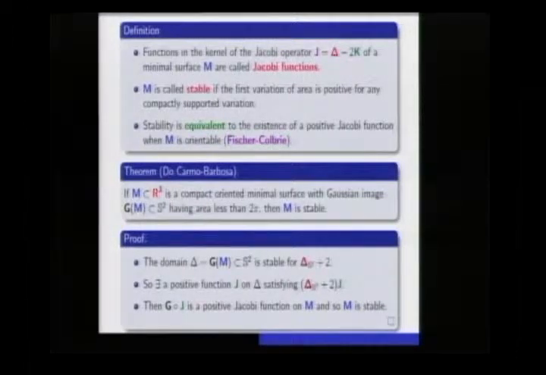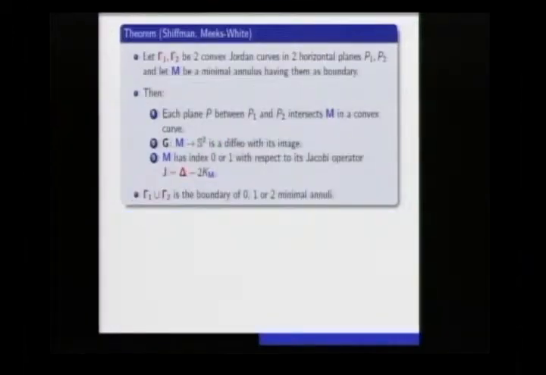So we're using this, thinking of strictly stable as meaning a positive Jacobi function. We've now created our positive Jacobi function. Where you have branch points, these are isolated points, and you get removable singularities when you do this.